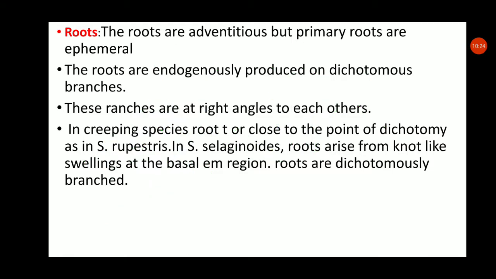In these pteridophytes, the roots are adventitious, but the primary roots are ephemeral. The roots are endogenously produced on the dichotomous branches. This root system forms dichotomously branching, and these branches are at right angles to each other. Now, what is the meaning of that? The roots are endogenously produced; endogenously, they form on dichotomous branches.